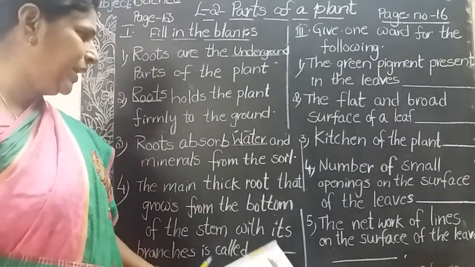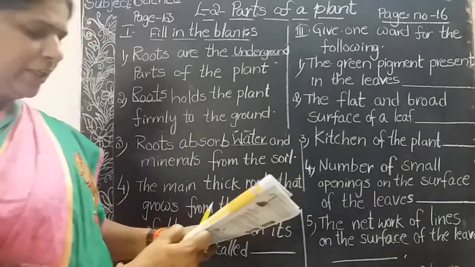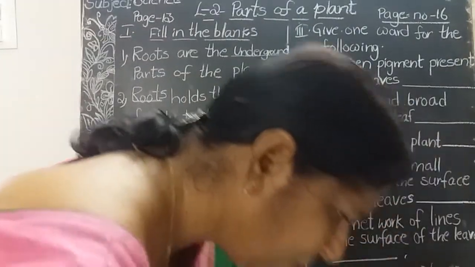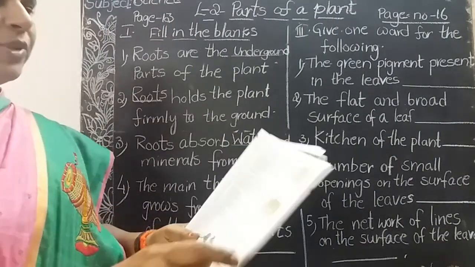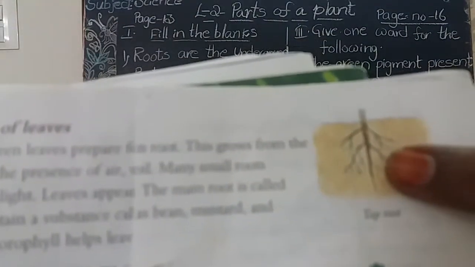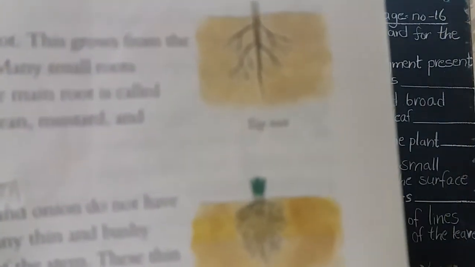Fourth question: The main thick root that grows from the bottom of the stem. This is the thick root. This is the stem. The main thick root grows from the bottom of the stem with its branches. That is called taproot or fibrous root.